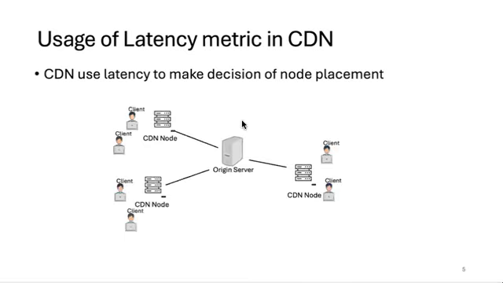CDN uses latency to decide the placement of CDN nodes as well as for redirecting clients to the closest server in terms of latency. So in this example, with a new set of customers, the CDN provider will check if the latency from these new customers to the existing CDN servers is higher than an acceptable value. If it is higher, the CDN provider may choose to host a new CDN server close to these customers.